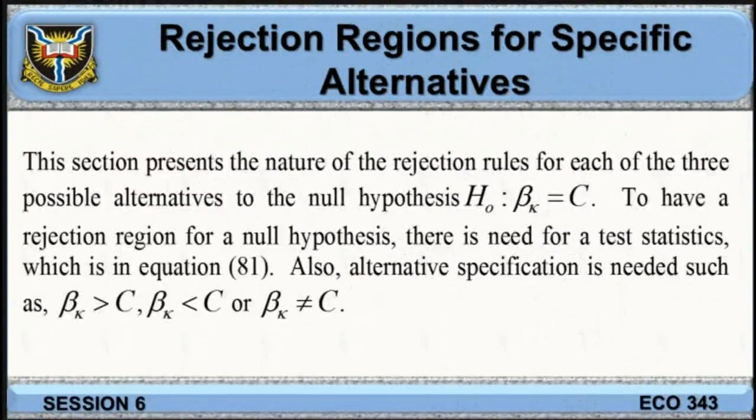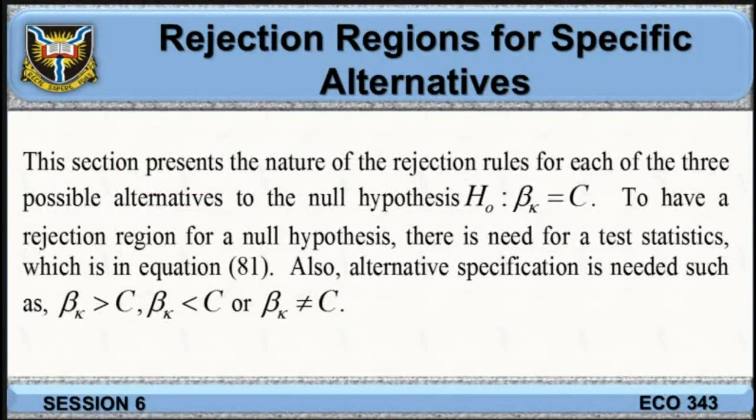Rejection regions for specific alternatives. This section presents the nature of the rejection rules for each of the three possible alternatives to the null hypothesis H0: beta k = c.